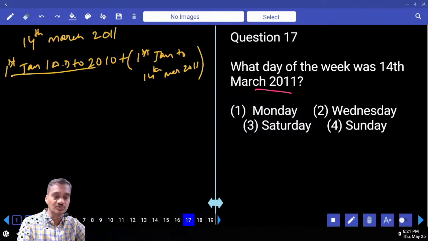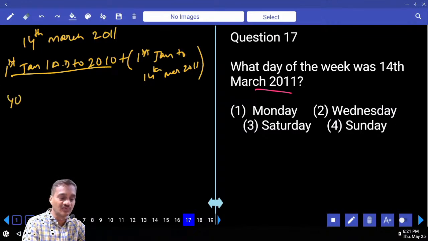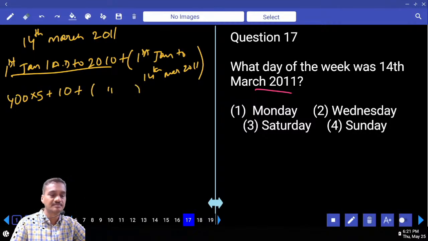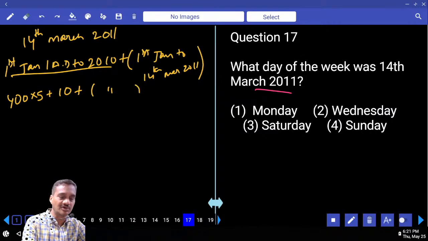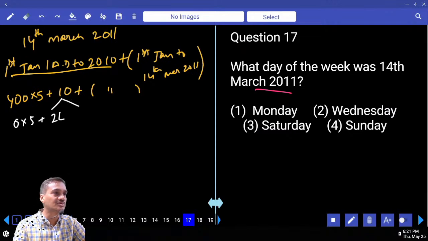Now, in these 2010 years, how many leap years are there? This can be written as 400 into 5, 2000, plus 10 years, plus 2011. Then 400 years will have how many odd days? 0. Now 0 into 5, 0. And these 10 years will have how many leap years? 2 leap years, 2004 and 2008.